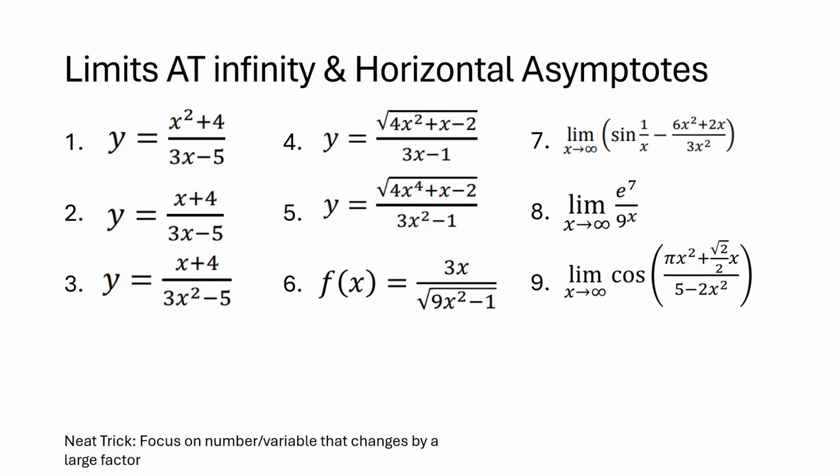And before I would solve them, a neat trick is when you're looking at the equations, I would focus on the number or the variable that changes by a large factor. For example, number 1, we have x squared plus 4 and 3x minus 5. The number that changes the most in the numerator is x squared. And the number that changes the most in the denominator is 3x.